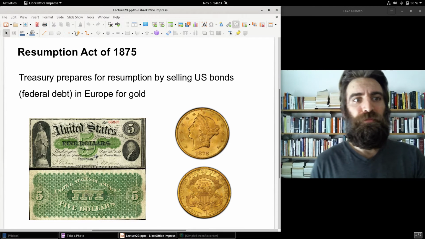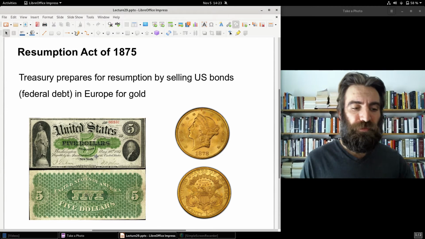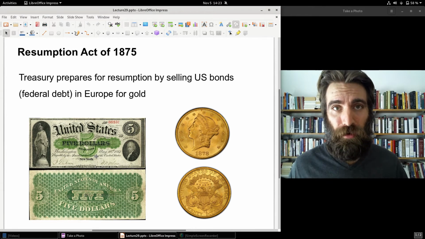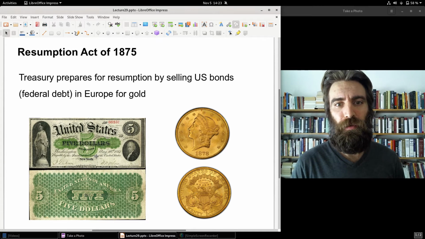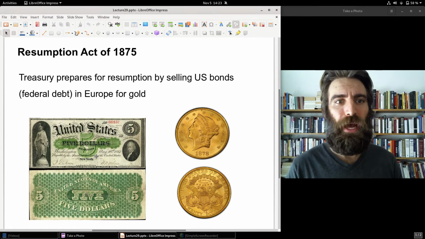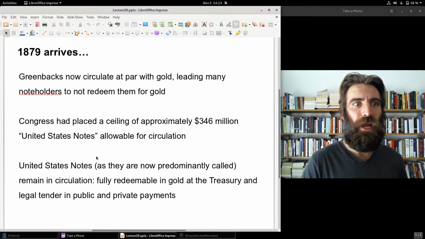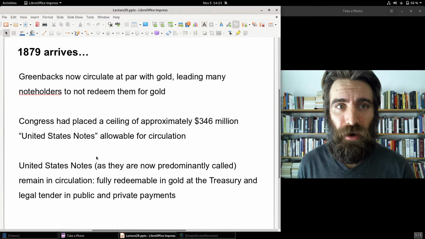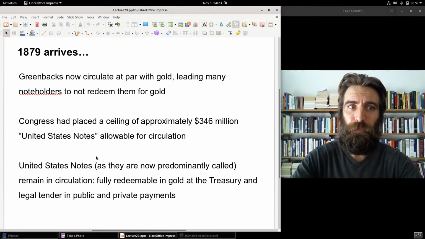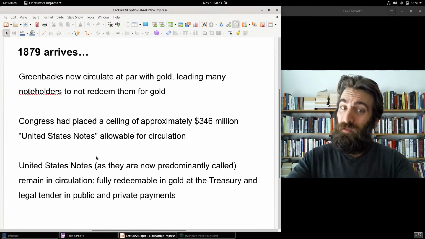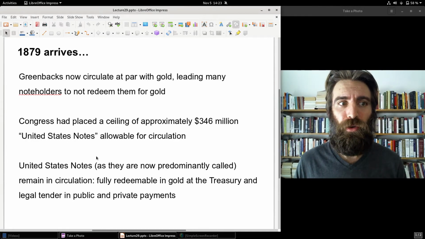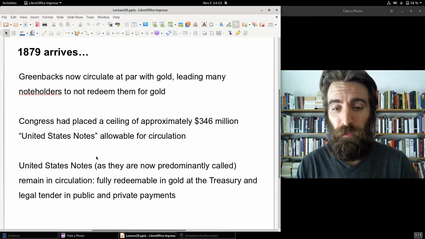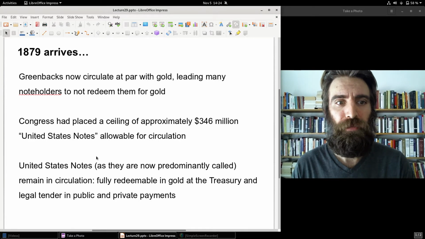Now, a lot of people presumed these notes might all be retired. Okay, once redeemability kicks in, people are going to want their gold. But as the date approached, as January 1879 approached, there was enough faith in the federal government that these greenbacks were circulating pretty much at par with gold, and so many of the holders just chose not to redeem them and chose to keep using them, and they were, after all, legal tender.